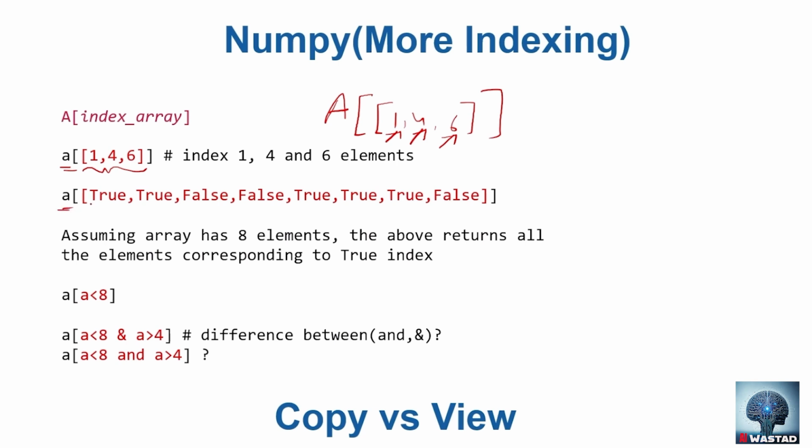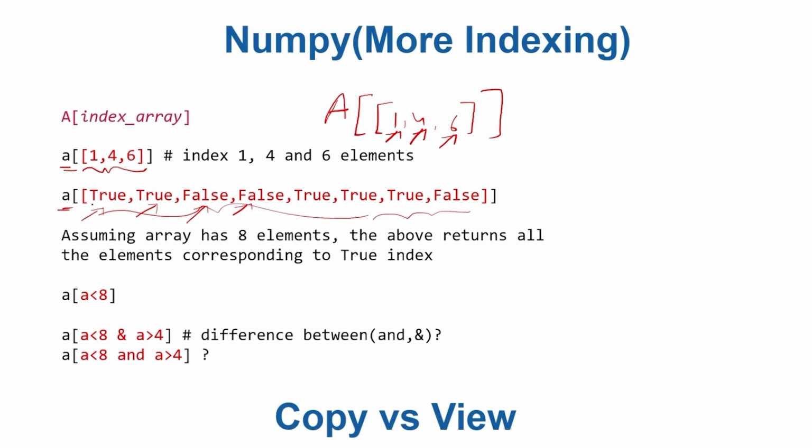Further, you can access different elements using a Boolean mask as well. So a Boolean array, for example, true, true, false, false. Wherever there is a true, pick that element. Wherever there is a false, don't pick that element, and return the elements that are picked.